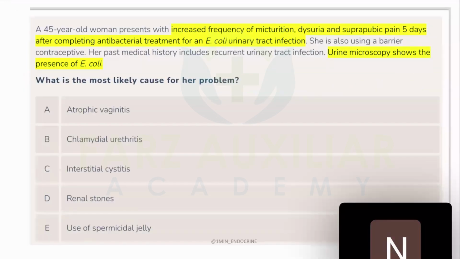Anyway. A 45-year-old woman presents with increased frequency of micturition, dysuria, and suprapubic pain for 5 days after completing antibacterial treatment for E. coli. Now she is using a barrier contraceptive. She has a recurrent UTI history. Now there is E. coli in her urine microscopy.